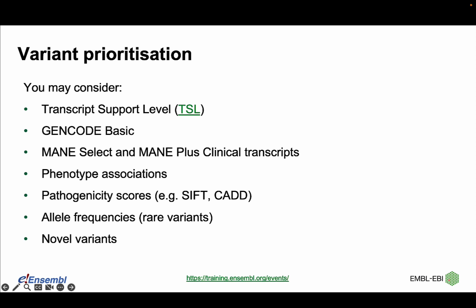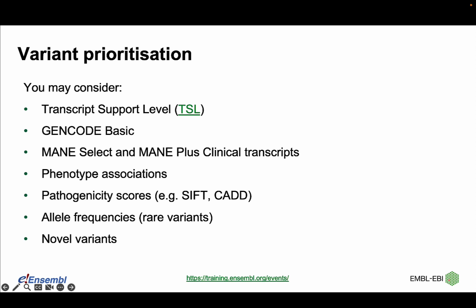When you retrieve your VEP results, you might get overwhelmed with the amount of data that it gives you. You can filter your results to prioritize the variants that you are actually interested in. So here are just some things you might want to focus on when prioritizing variants.